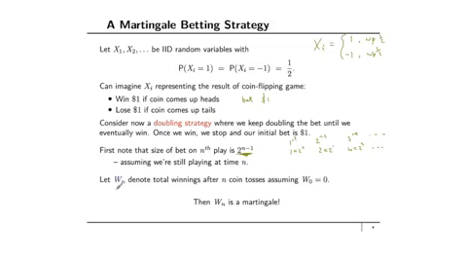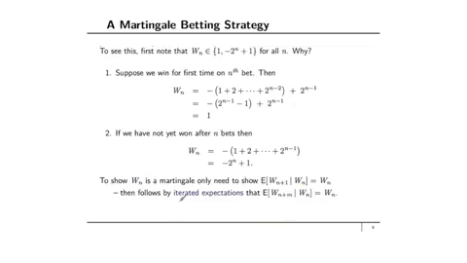Let Wn denote the total winnings after n coin tosses, and assume we start off with W0 equals 0. What we're going to show then is that Wn is a martingale. To see this, first note that Wn can only take on two possible values. It can only take on the value 1, or it will take on the value minus 2 to the n plus 1. And that is true for all n.